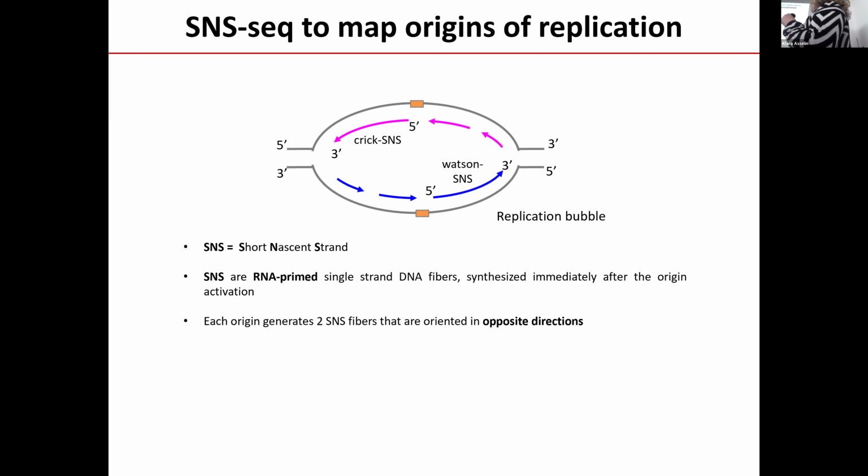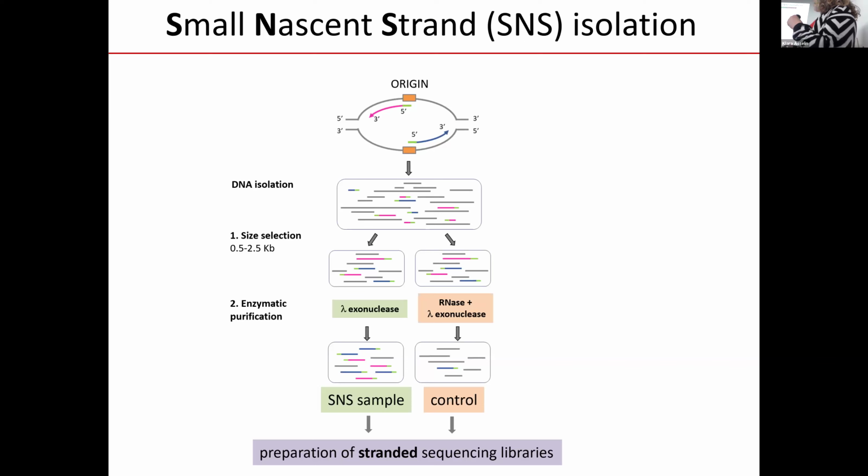And SNS are the short nascent strands that are synthesized in the replication bubble early on. So these are single strand DNA fibers that are primed with an RNA primer. And you have two SNS per replication bubble oriented in opposite directions. So SNS-seq is isolating these SNS and afterwards sequencing them. So I have a more detailed description of the protocol here. Here again, you have a scheme of the replication bubble with the two SNS fibers primed with a little RNA primer.